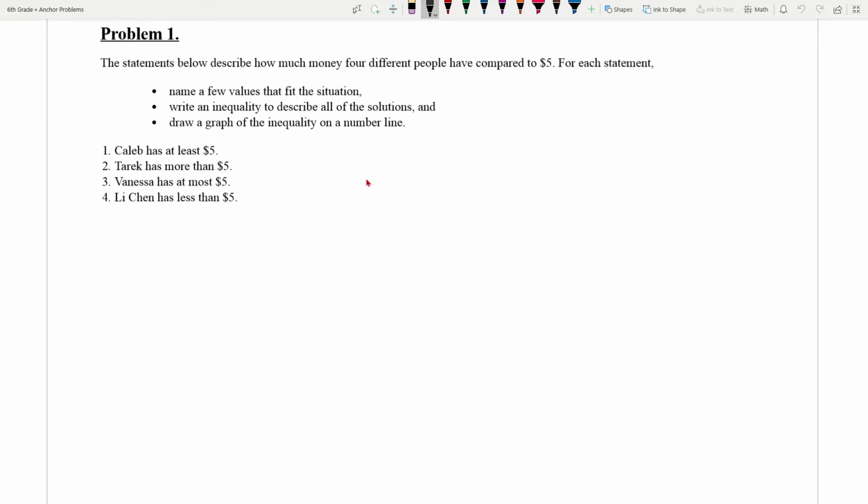So if we go to number 1, Caleb has at least $5. Well, if Caleb has at least $5, is $5 true? Yes. How about $6? Is $6 at least 5? Yes. 7, 8, 9, and so on. And so it looks to me that we have x would be greater than or equal to 5. His money, x, is greater than or equal to 5.